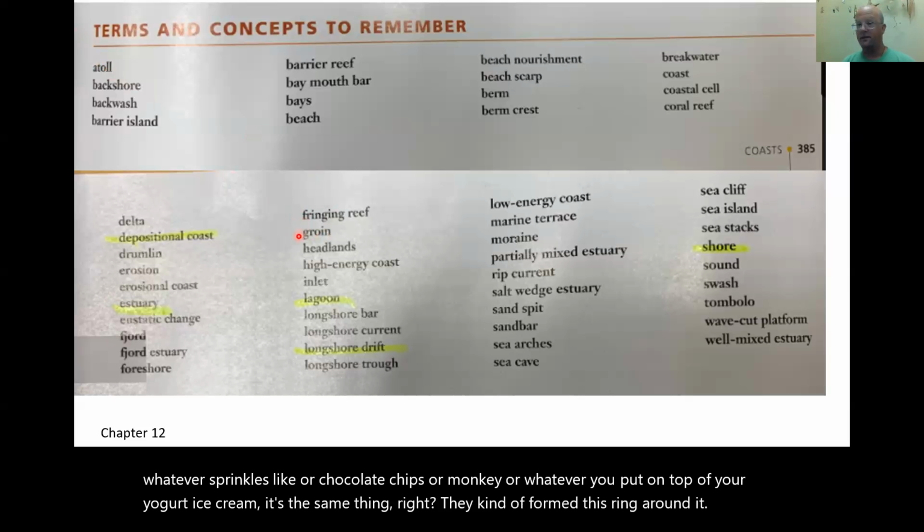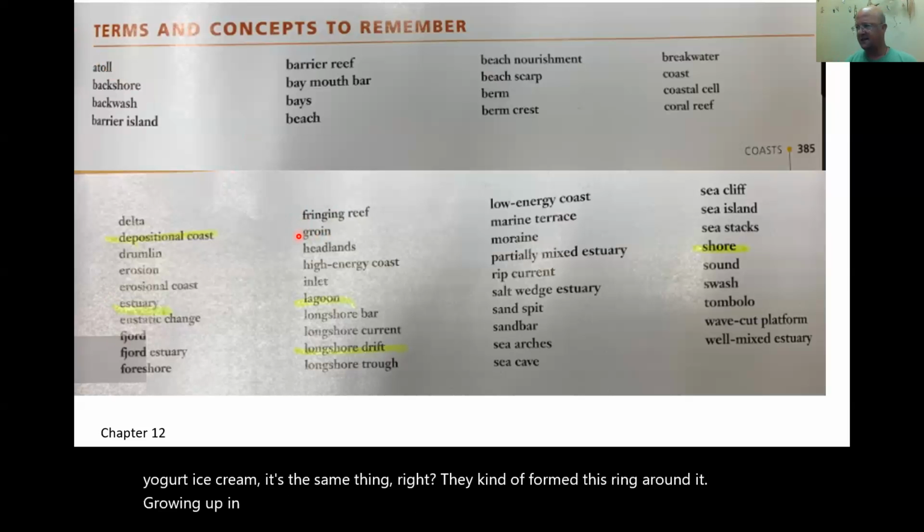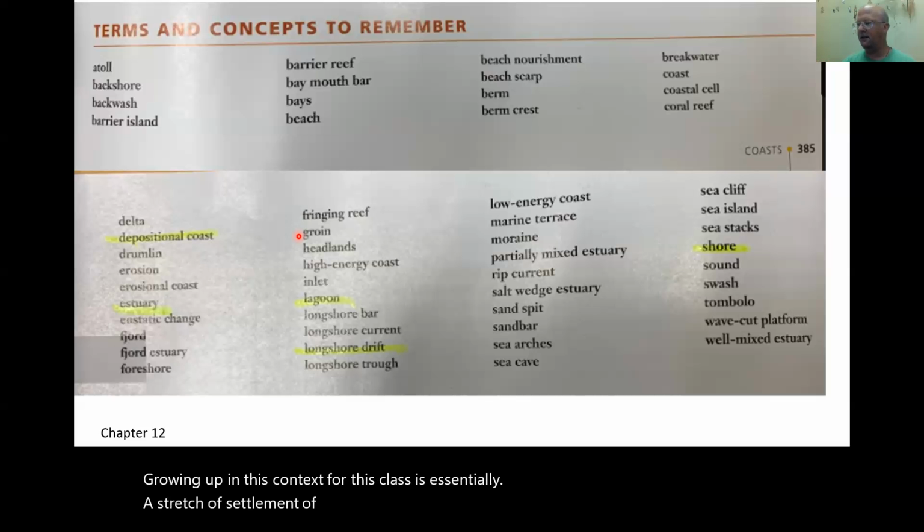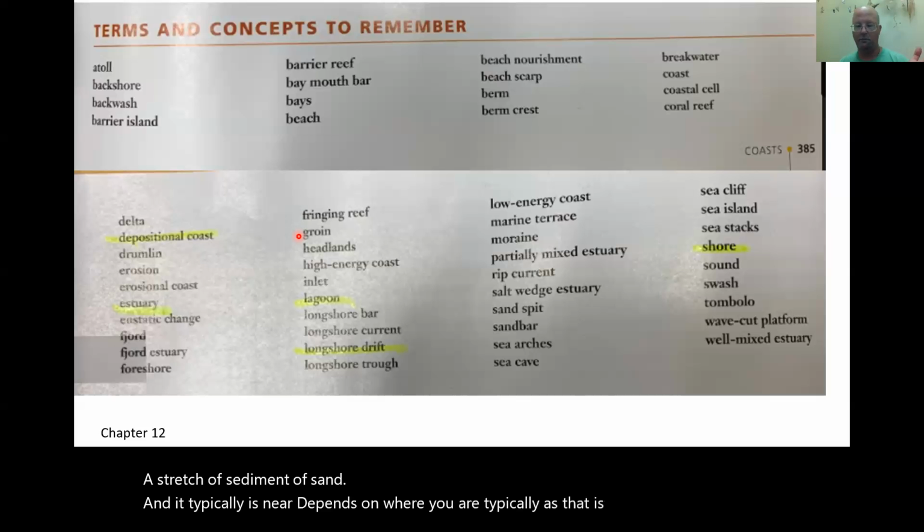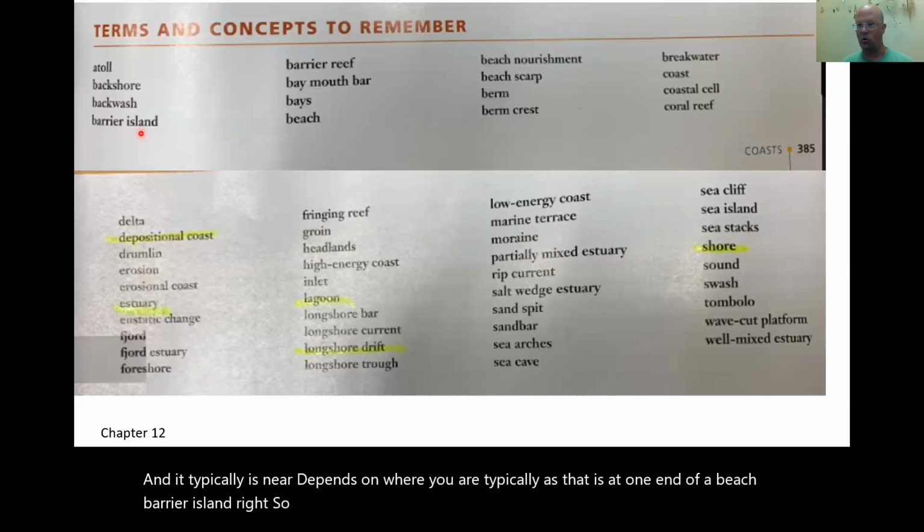Groin, in this context for this class, is essentially a stretch of sediment, of sand. And it typically is, depends on where you are, typically at one end of a beach, right? A barrier island, right? So we'll look at pictures in class of barrier islands.